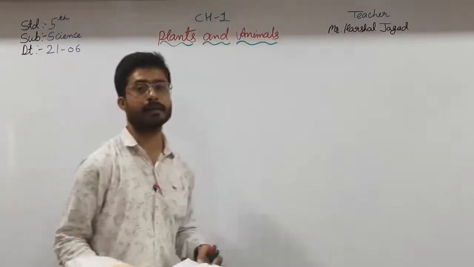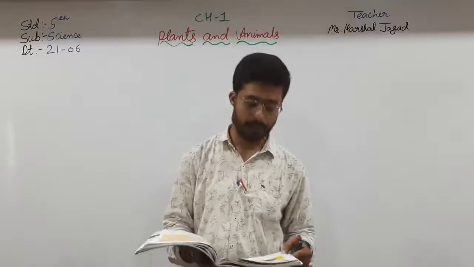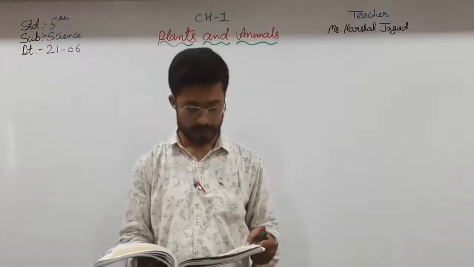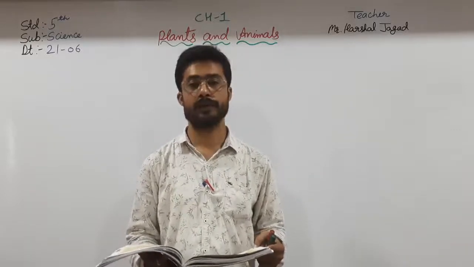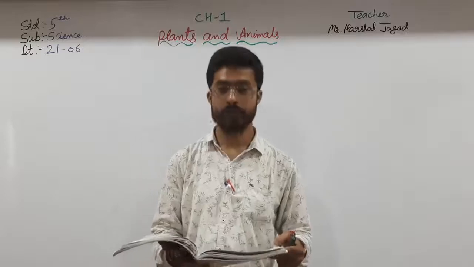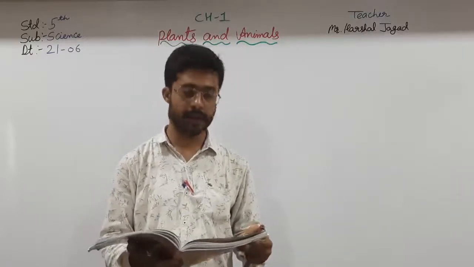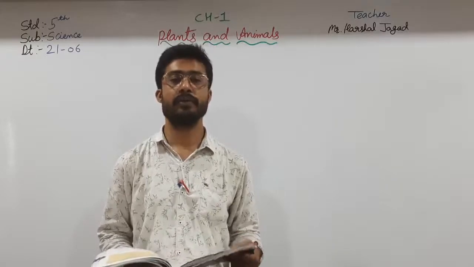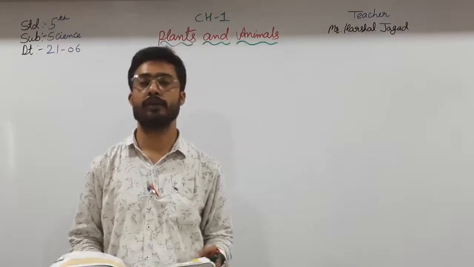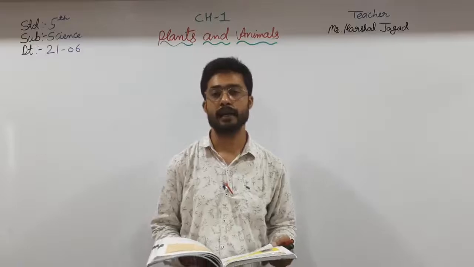All plants and animals breathe. Then they grow in size, they feel and respond to a stimuli. They need food, they move, they produce young ones of their own kind and they die. So these were some of the common features of the plants and animals.